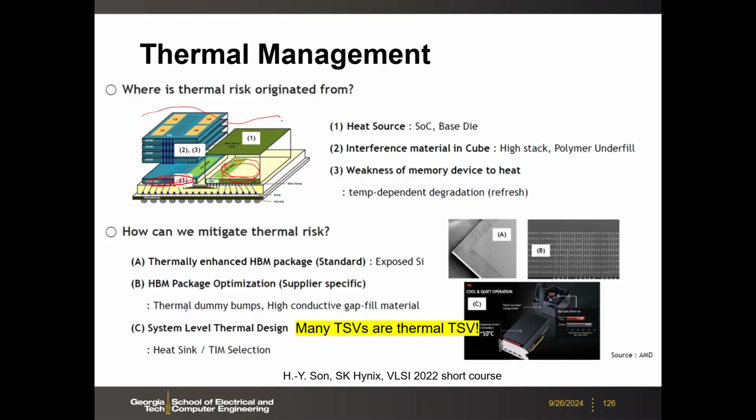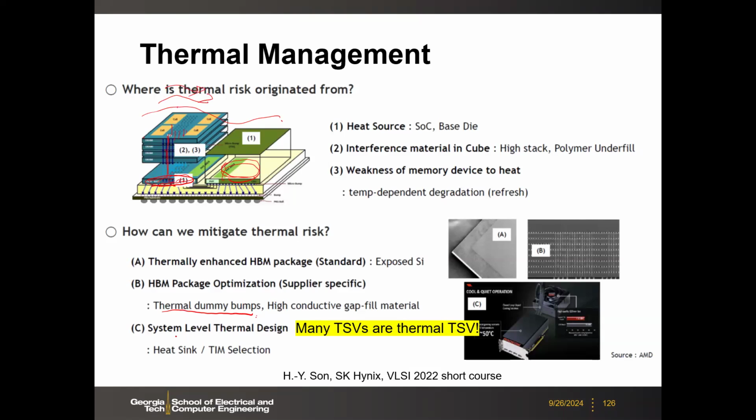So here, as I mentioned, there are many thermal dummy bumps and thermal TSVs. Many TSVs inside here, besides the signaling and power, many of them actually are helping to extract the heat from this base die to the top, because you have airflow or liquid flow from the top.